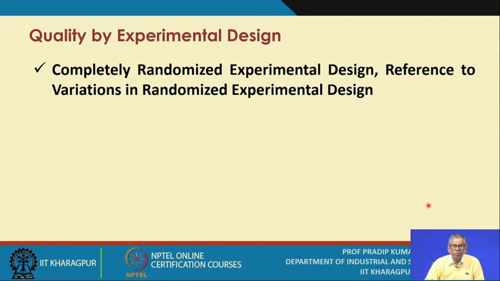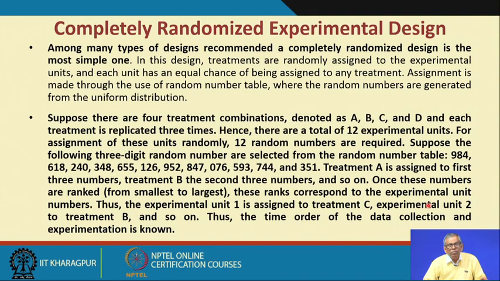Only in certain conditions do you refer to certain variations in randomized experimental design. So, the original design you must know, and then you also must know that in a given situation you may have to opt for a variation of completely randomized experimental design. So, in this lecture session let me explain in detail the completely randomized experimental design.